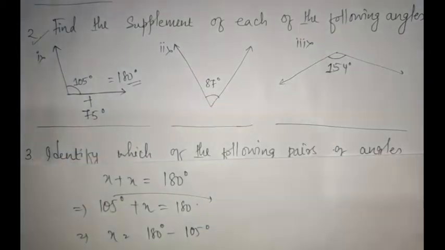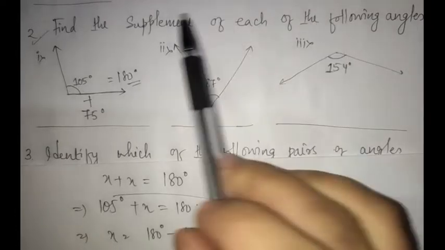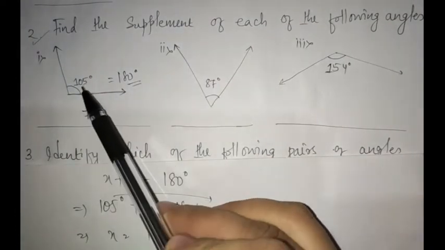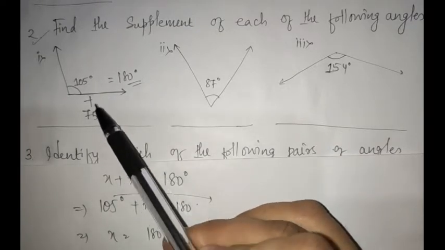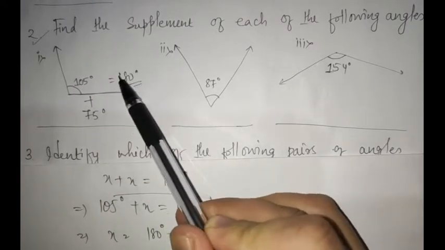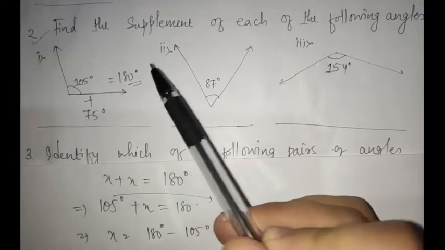Alright, students, that's why I have told you to have a better knowledge of supplementary angles and of complementary angles. In the first question we solved complementary angles, and in number 2 we are solving supplementary angles. So we are finding the supplement of this angle. The supplement of 105 is 75. When you add this, you'll get 180 degrees, which is actually a supplementary angle.